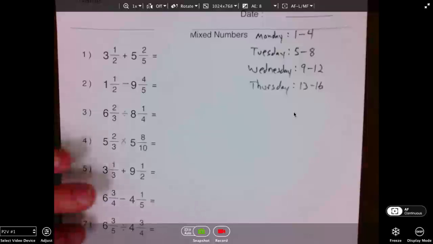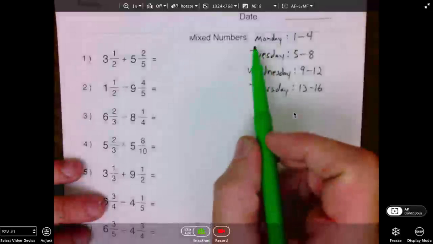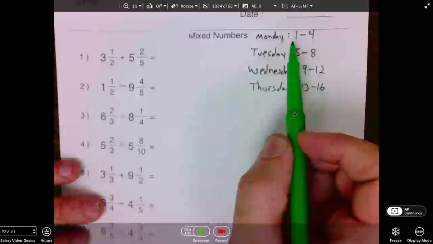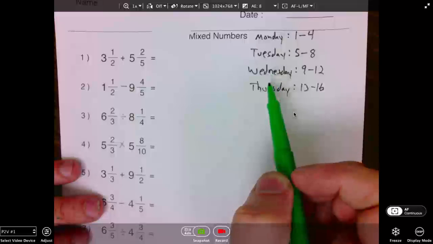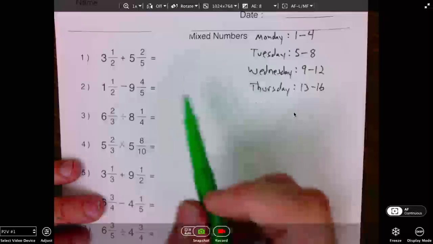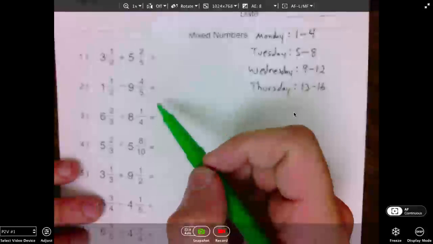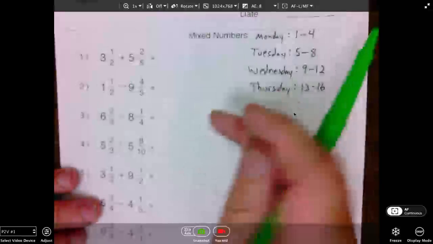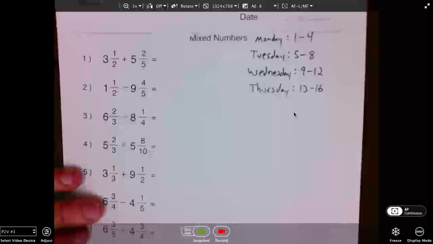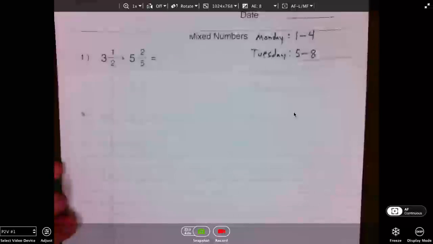We will be working our math review problems. As noted here, on Monday we will do 1 through 4, Tuesday 5 through 8, Wednesday 9 through 12, and Thursday 13 through 16. So tonight we should be working problems 1 through 4. I'm going to do problem number 1 and problem number 3. There's probably not enough room to do it on the sheet, so you should need a piece of notebook paper.